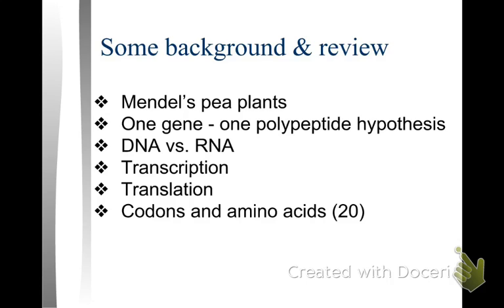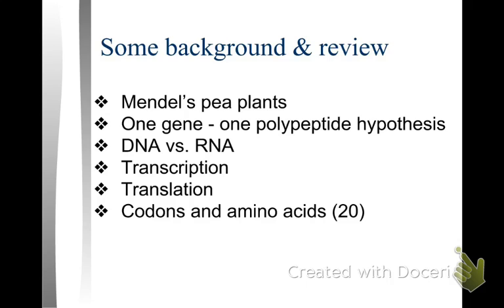That gene that coded for green peas, that gene that coded for yellow peas, he didn't know anything about genes, he didn't know anything about chromosomes and that kind of stuff. But he understood there was some kind of significance there. So that then comes to what's called the one gene, one polypeptide hypothesis. Essentially what that says is that every gene codes for only one polypeptide.